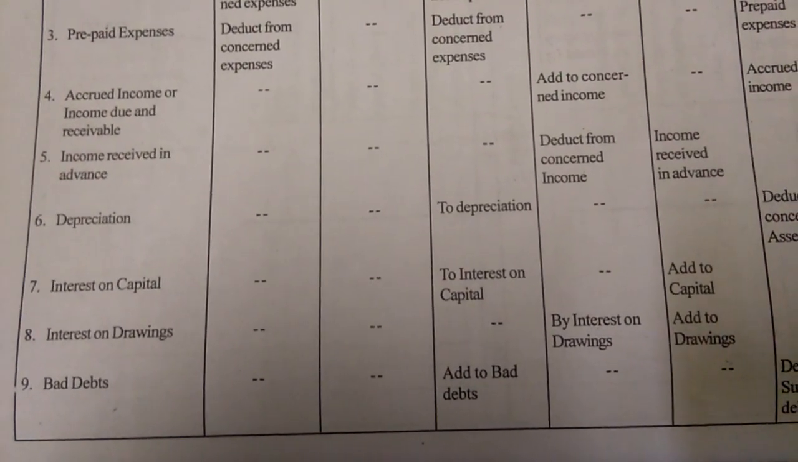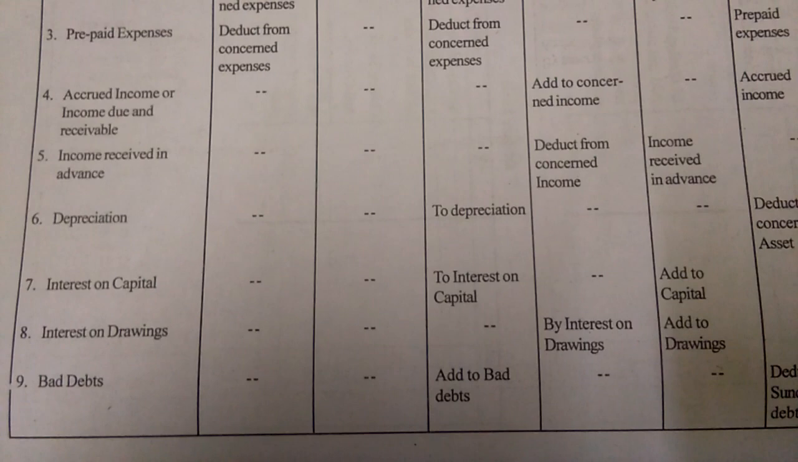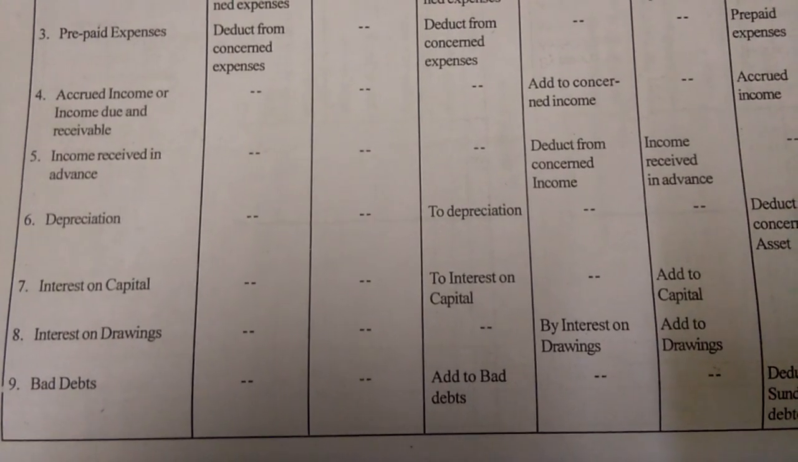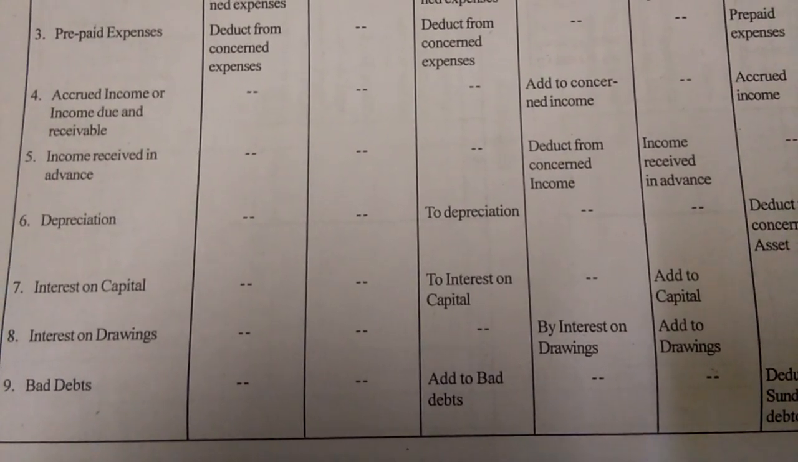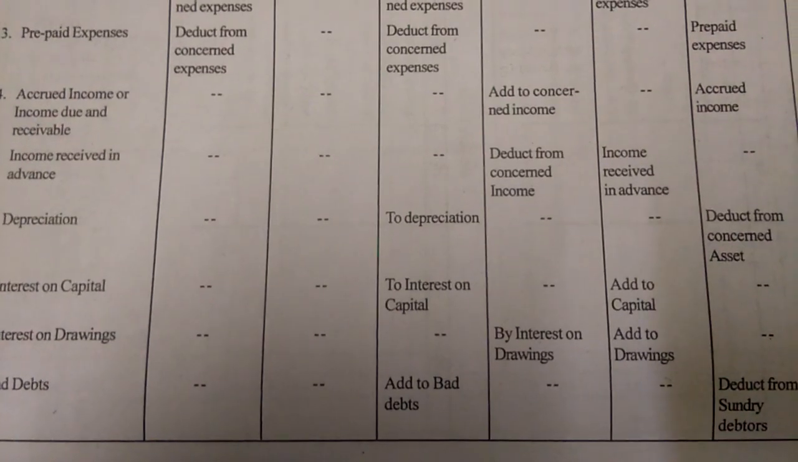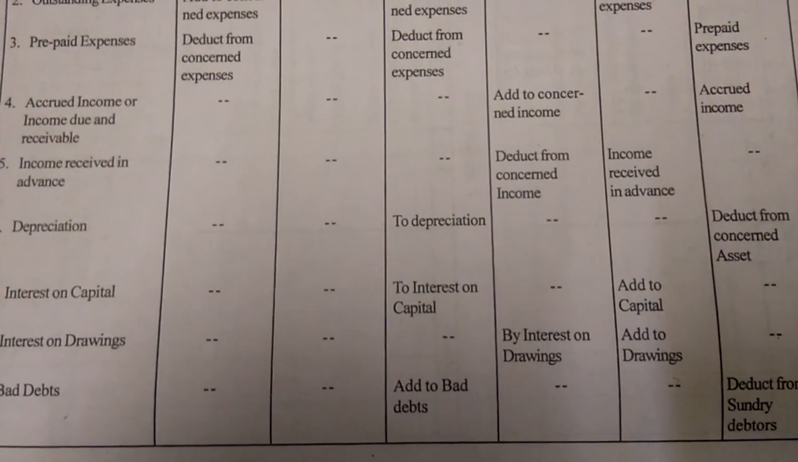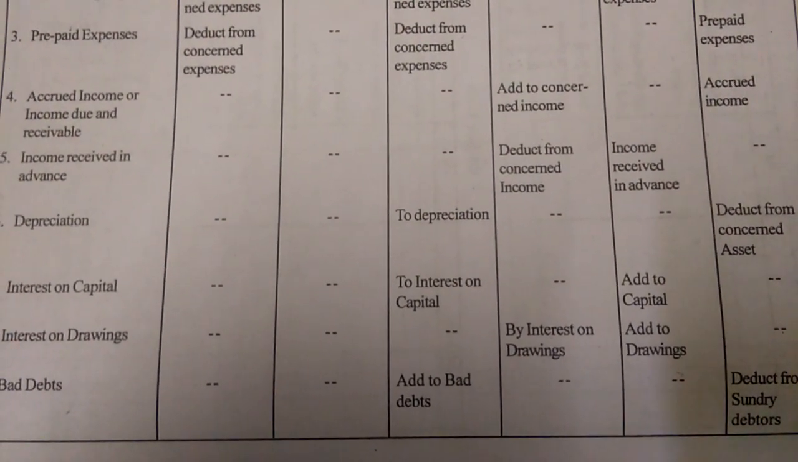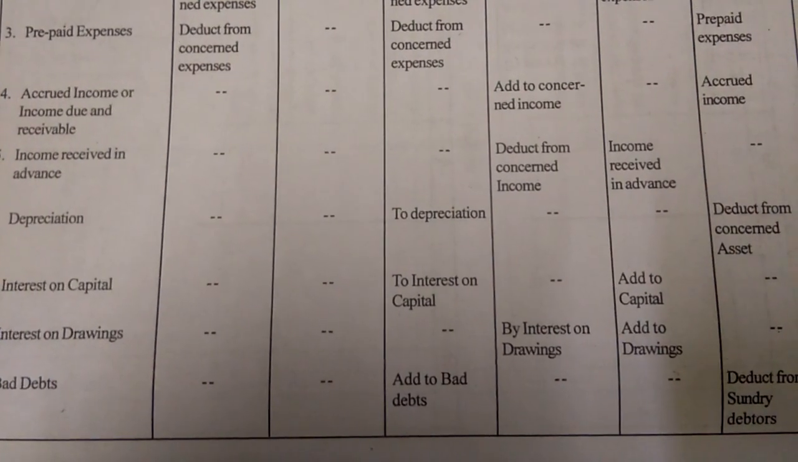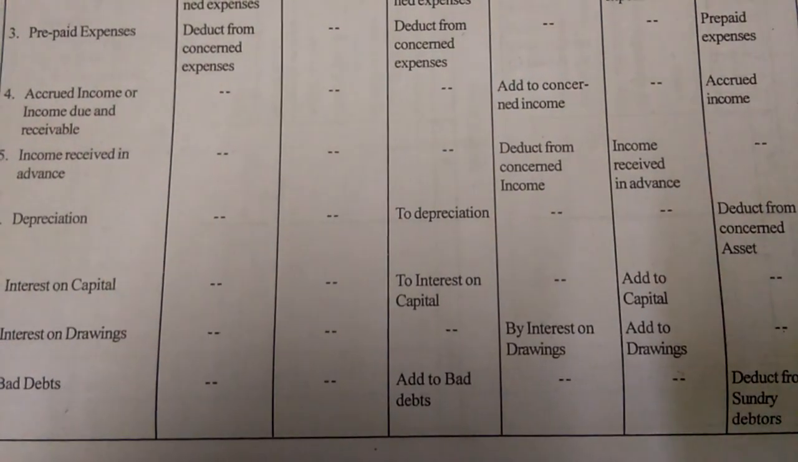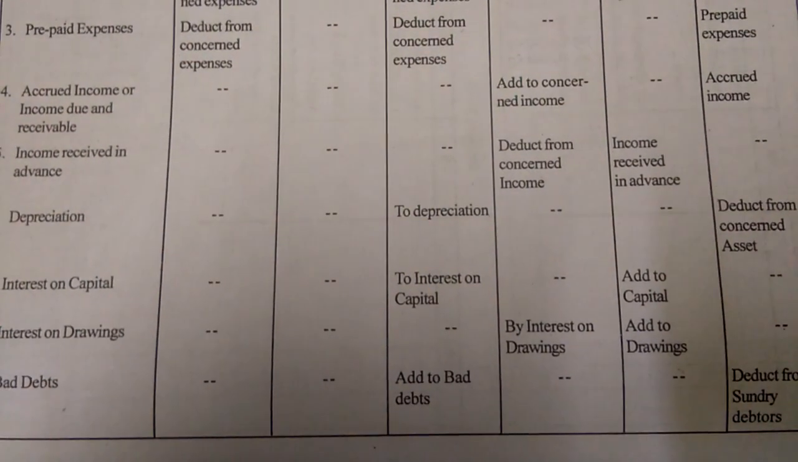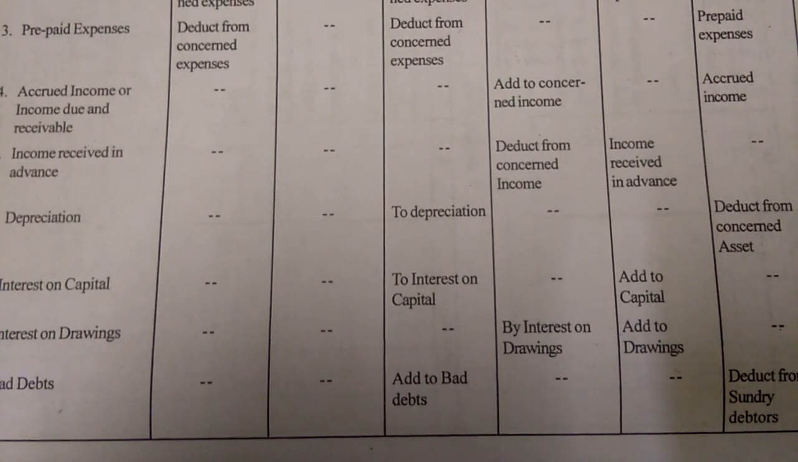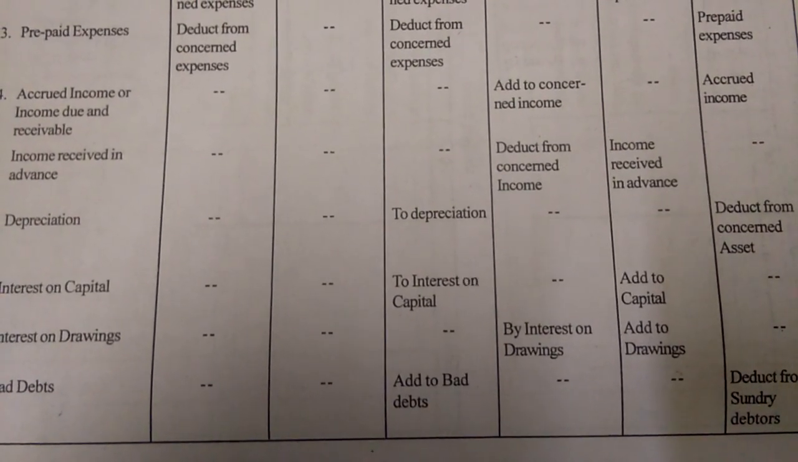Sixth point, depreciation. The depreciation amount is directly shown in the debit side of the profit and loss account, and it is deducted from the concerned asset and shown in the asset side of the balance sheet.